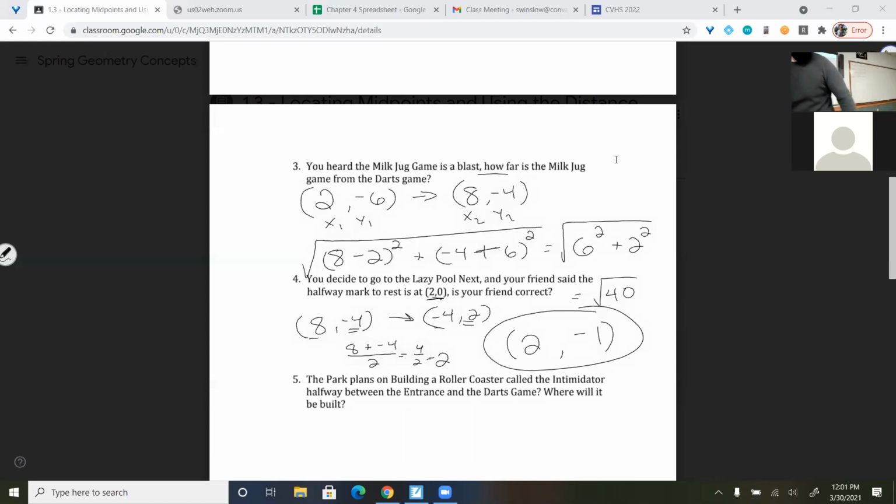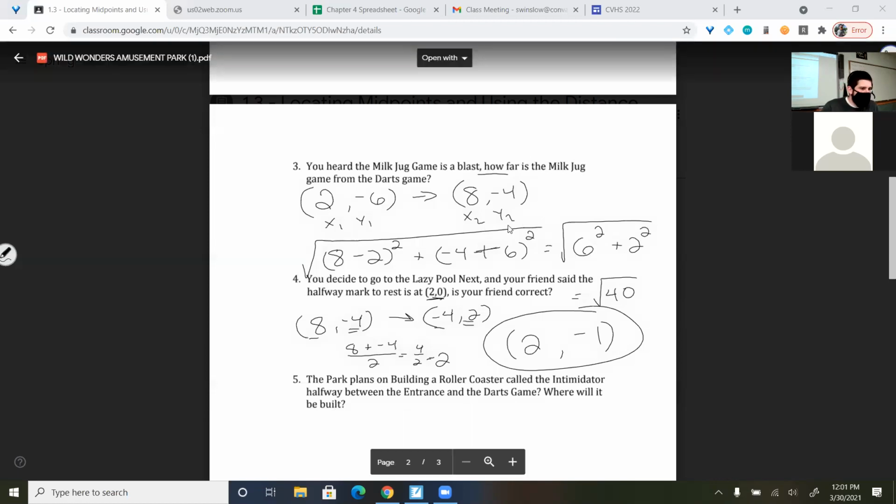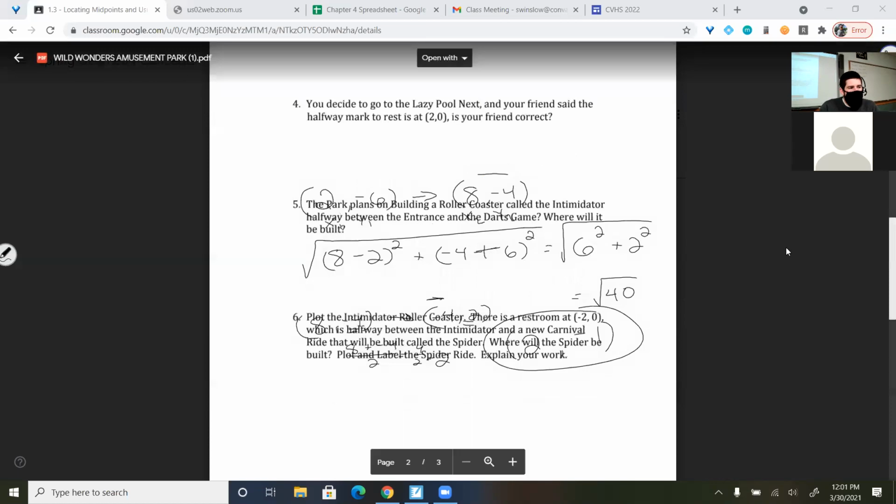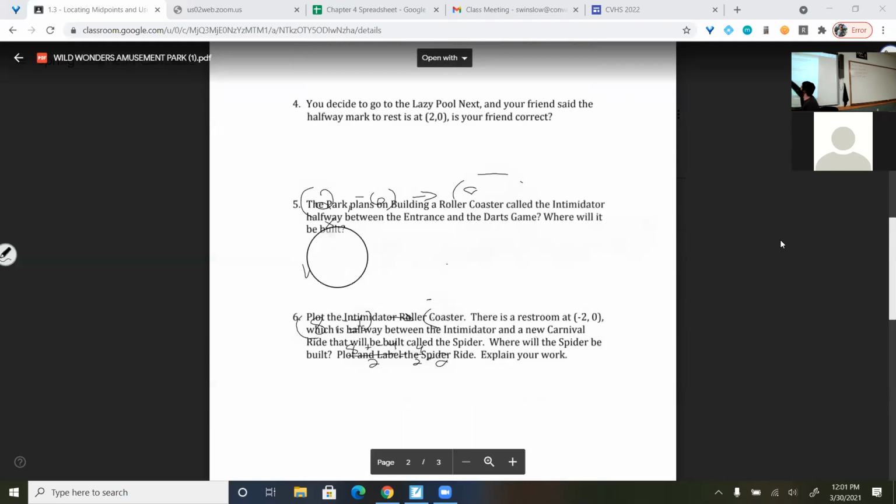Any questions with number 3 or number 4? All right. Then the last 2 problems, I don't think we'll have enough time to go over them, so I want to at least get you started on them. So if you wanted to complete it now, you could. And if not, you can kind of do it on your own time.